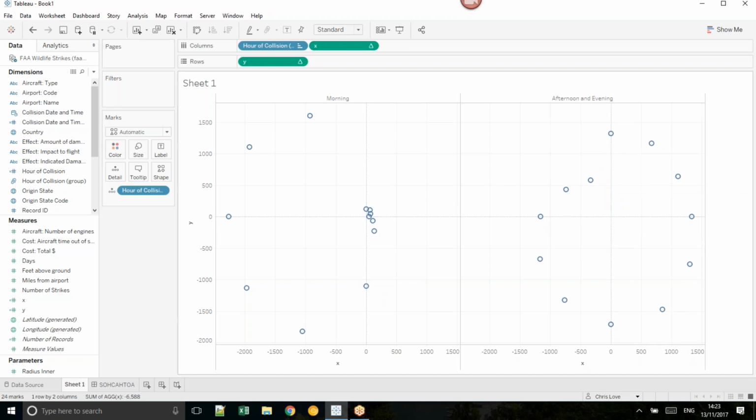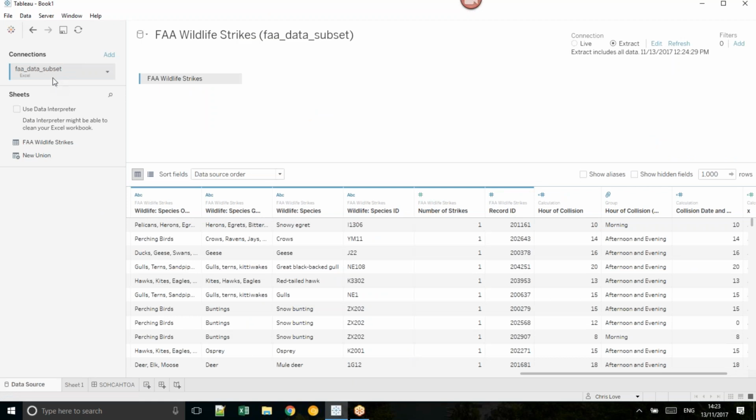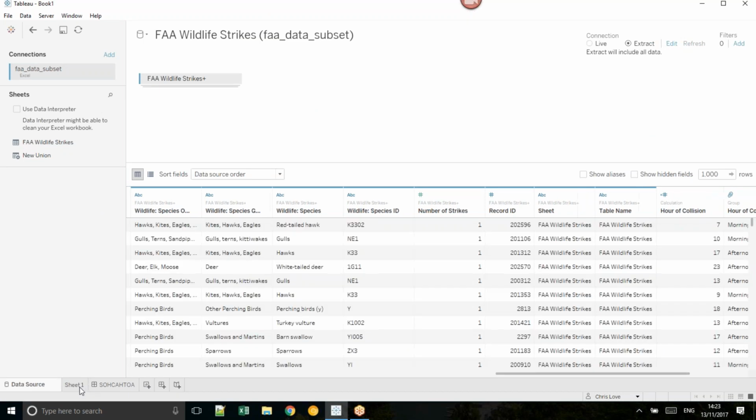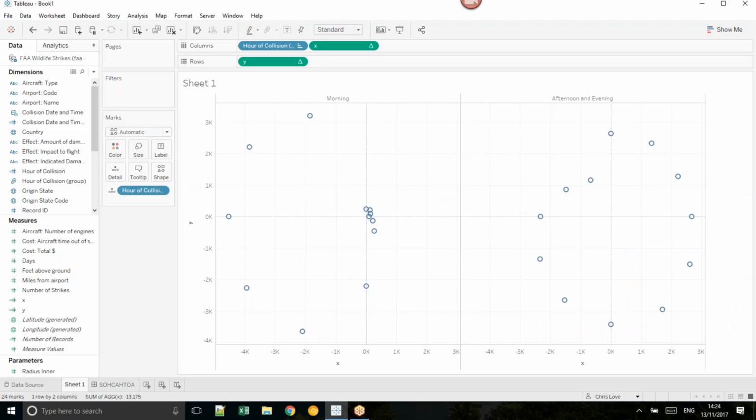Well, each of these is only 1 point. I'd need to create the point twice. So let's do that. And to do that, I'm going to duplicate my data. So rather than 1 point per data set, I've got 2. So I'm going to pick this up, drop it just here. Now I am creating an extract. So it's just going to take a few moments to recreate that extract. And we're away. And what this has done is given us a sheet and a table name because we've done that union.